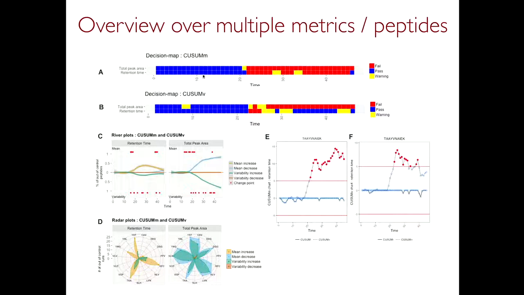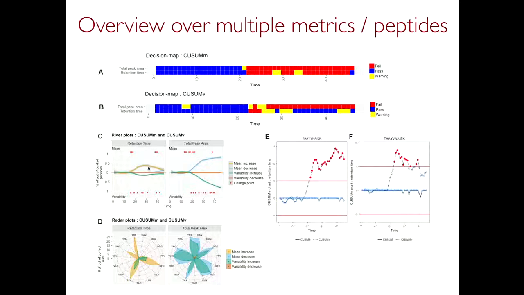So we have this, what we call a decision map, where for different metrics, so here we have peak area and retention time. This is for the mean, and this is for the variability. Across all the peptides, we essentially just say blue is good, yellow is warning, and red is a problem. And so you can just take a look at this heat map, which summarizes all of the metrics and all of the peptides to say, okay, go or no go. Now, if it's a warning or no go, then you can dig a little bit deeper into that.